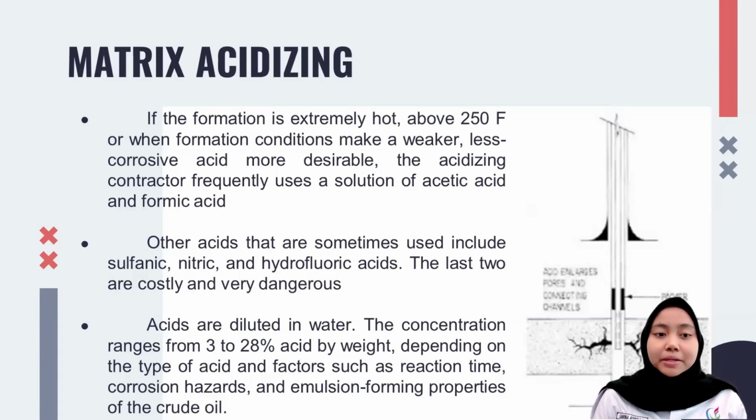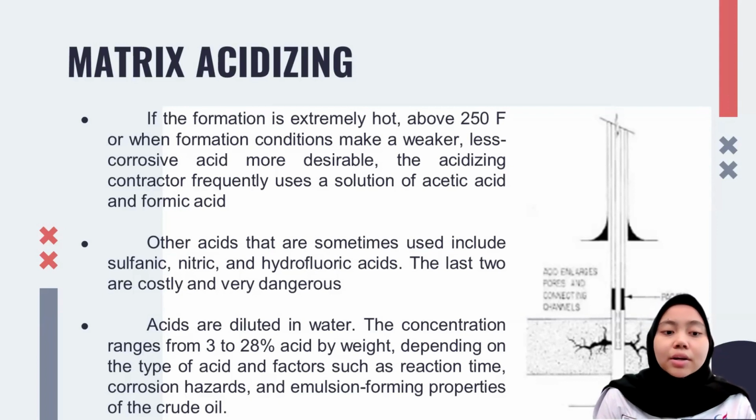First, if the formation is extremely hot, above 250 Fahrenheit, or when formation conditions make a weaker, less corrosive acid more desirable, the acidizing contractor frequently uses a solution of acetic acid and formic acid. Second, other acids that are sometimes used include sulfonic, nitric, and hydrofluoric acids. The last two are costly and very dangerous.